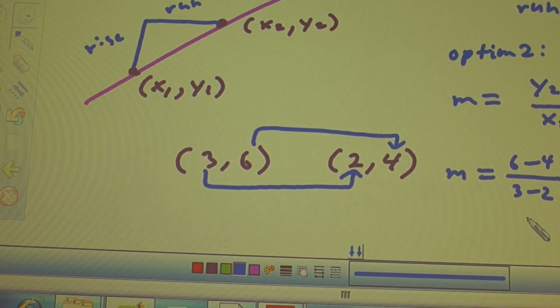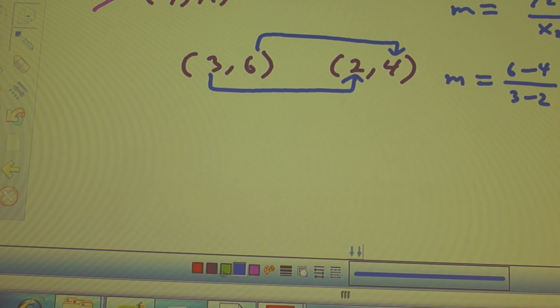Do you want me to do an example of that or not? You guys all right with that part? I can do an example.